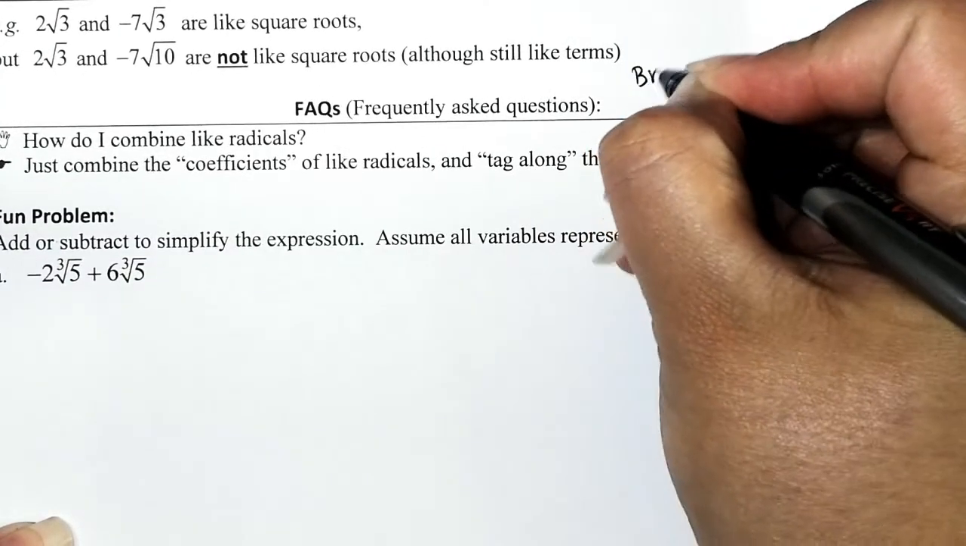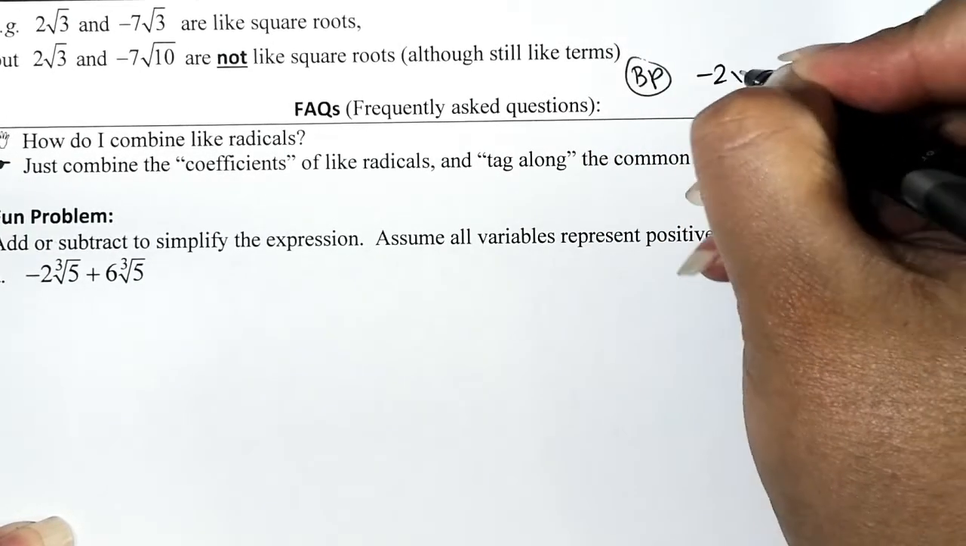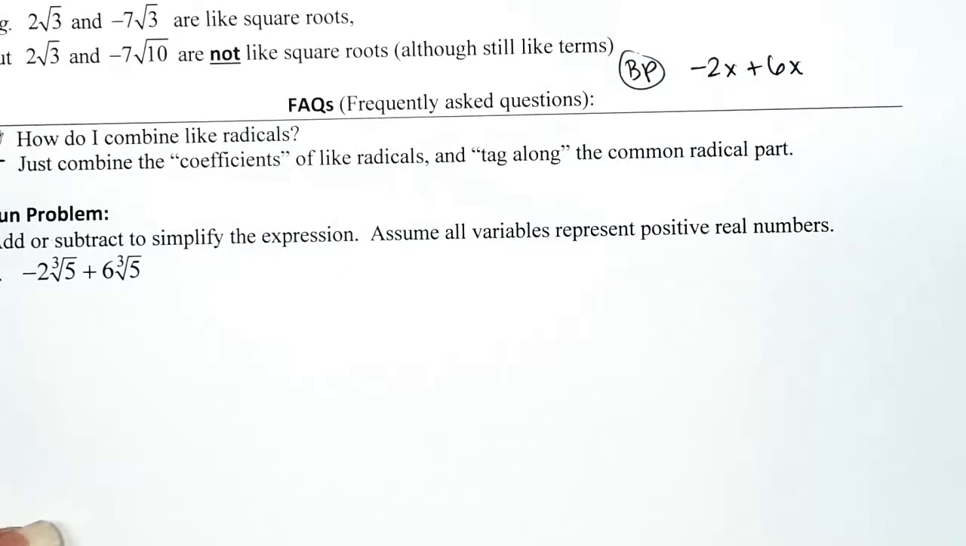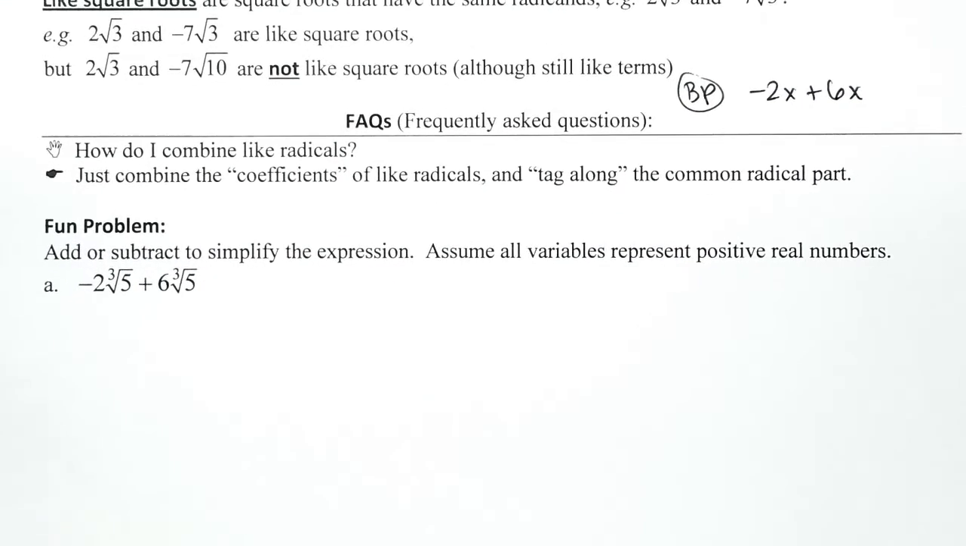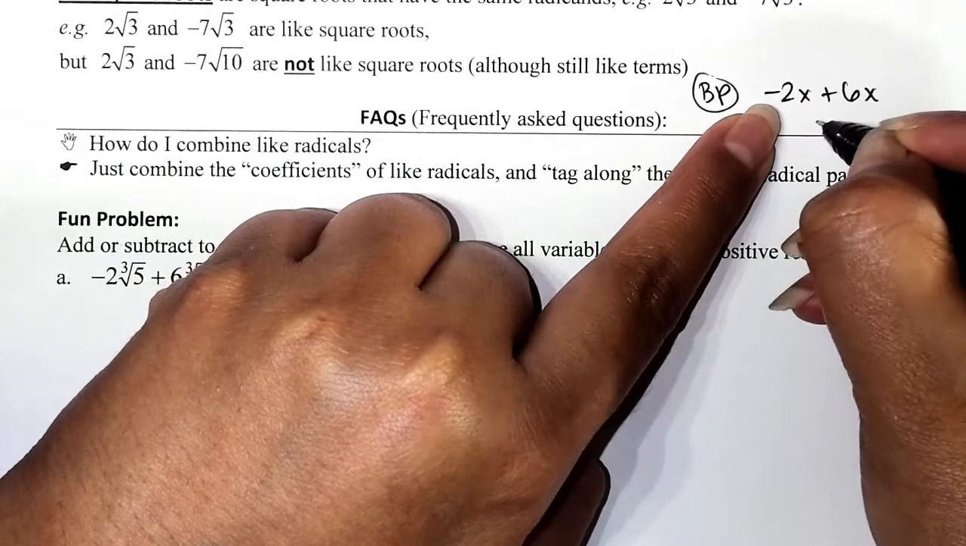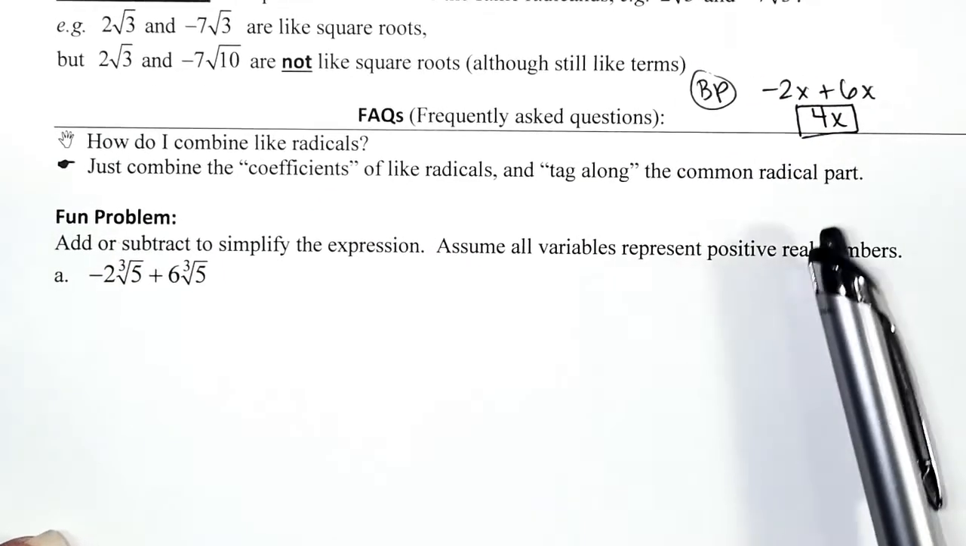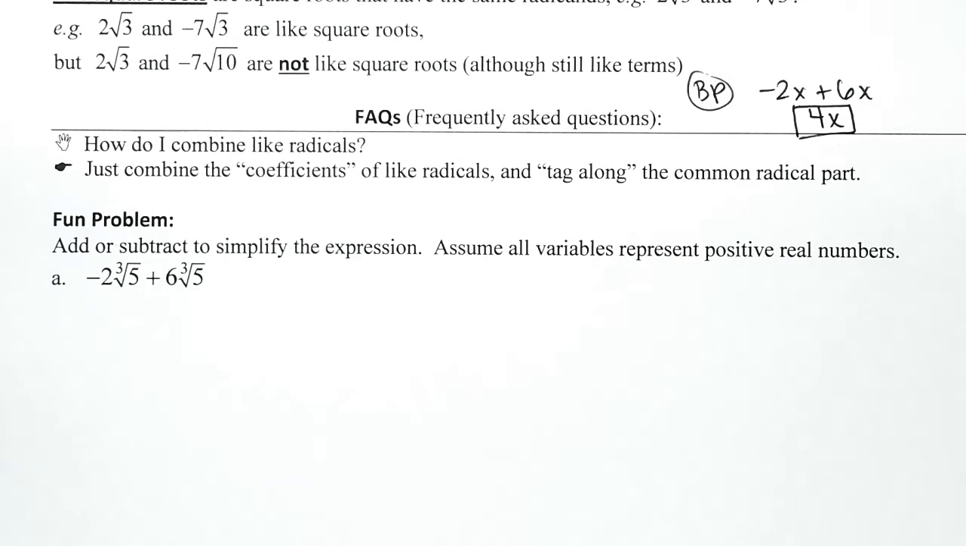Let's just say that I asked you to simplify negative 2x plus 6x. The first thing I would ask myself is: are these like terms? Do they have the same variable part? They sure do. How do we combine them? We add or subtract the coefficients and then tag along the variable part. The sum of negative 2 and 6 gives us 4, and then we tag along the variable part. And I kid you not, if you can do this bonus problem, you can do any problem in this unit.